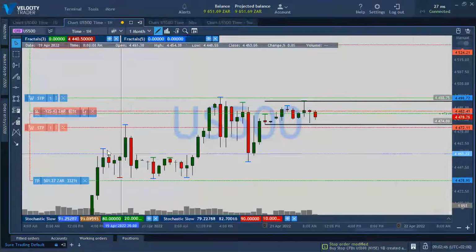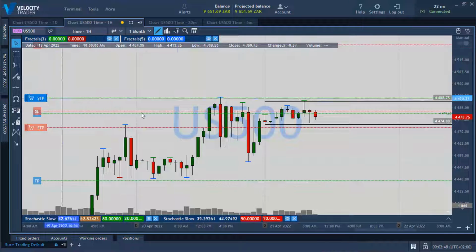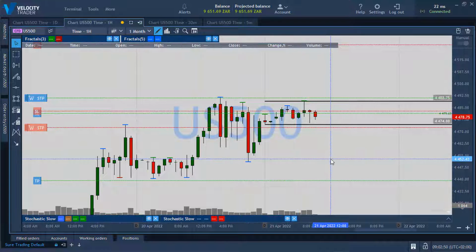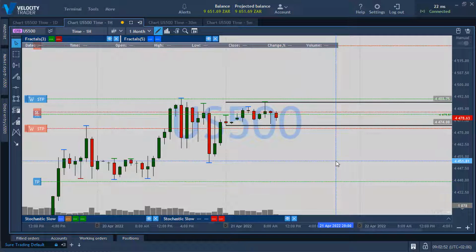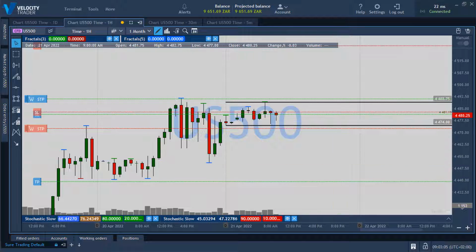So there we have all our orders in the market. Order to go short, order to go long. And I don't want to predict what it's going to be doing. So let's wait and see which order triggers later on during the day.